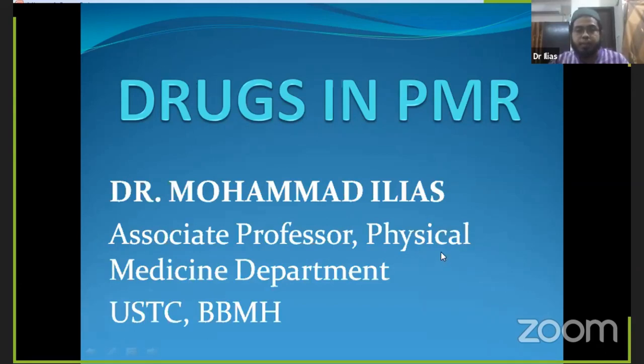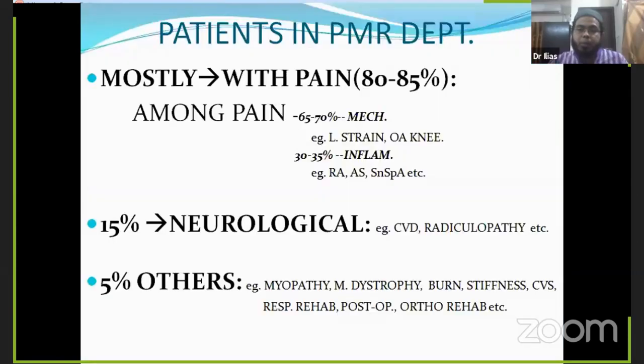Okay, let's start the class. Before going into the details about the drugs in physical medicine, we should know something about the patient loads of our physical medicine department. Whenever we have some idea about the patient loads, at that time we can understand the importance of knowing the drugs. If we understand how many patients come with pain, how many with neurological conditions, and how many with other causes, we can appreciate the importance of knowing the drugs in physical medicine.